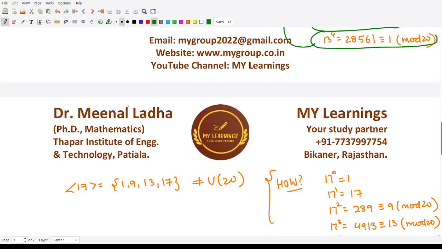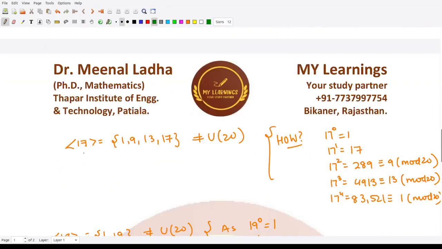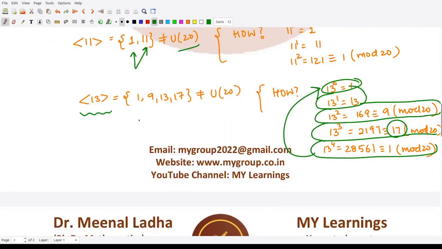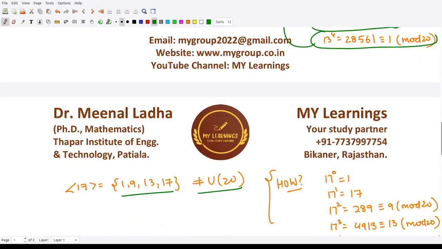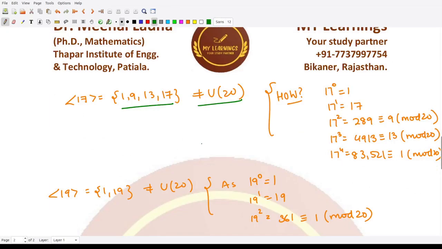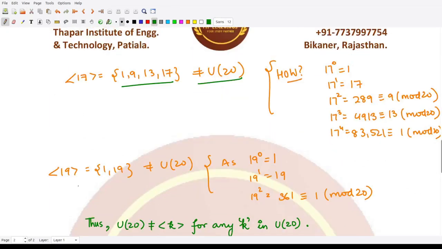Correct? What about 17? The subgroup which is generated by 17 also contains 4 elements. Hence, it is also not equal to U20. So you see, one element is left. We have the subgroup which is generated by 19. It only contains 2 elements within it. Hence, it is also not equal to U20.